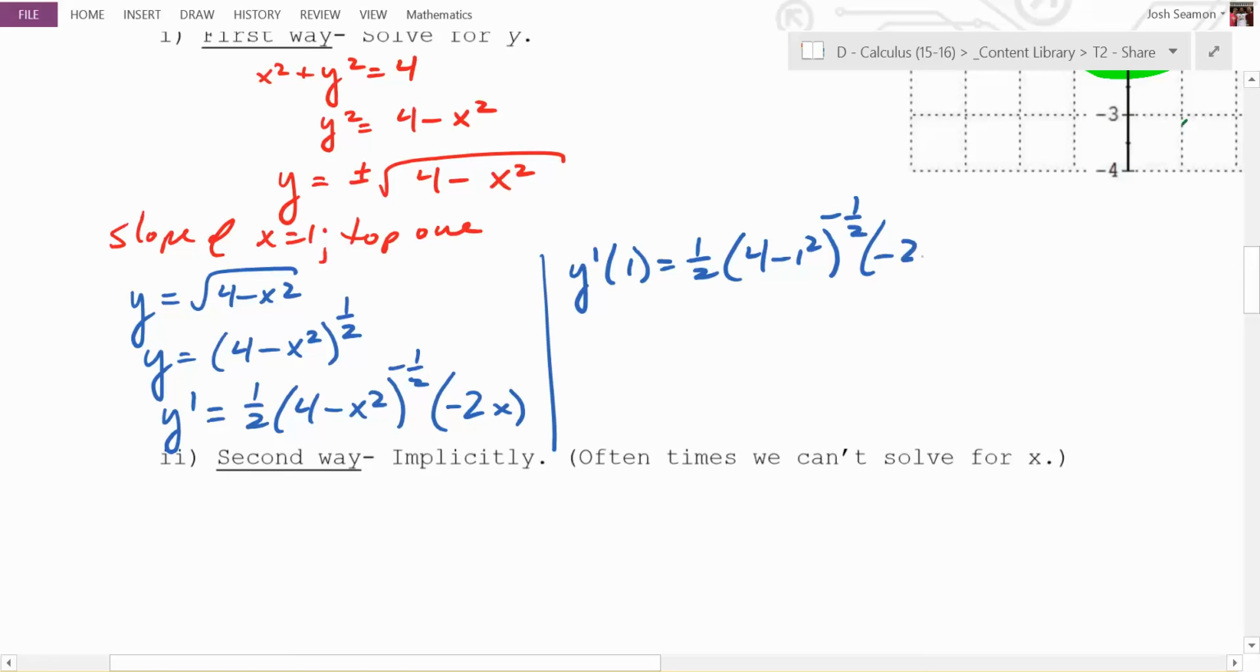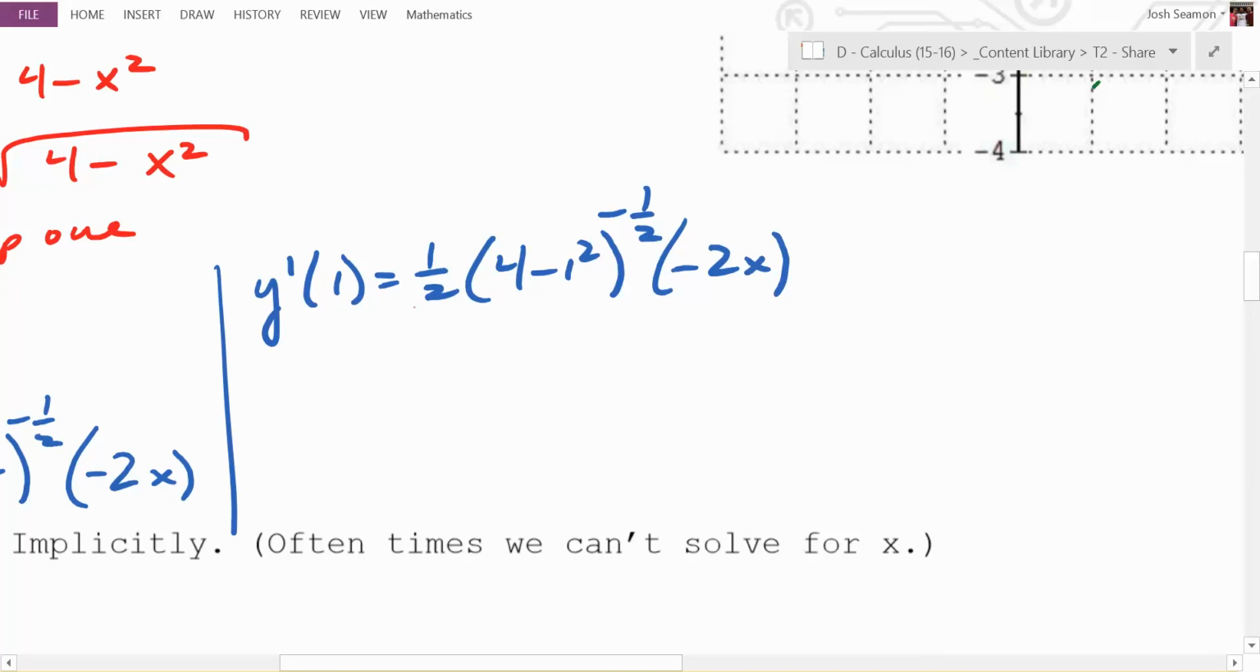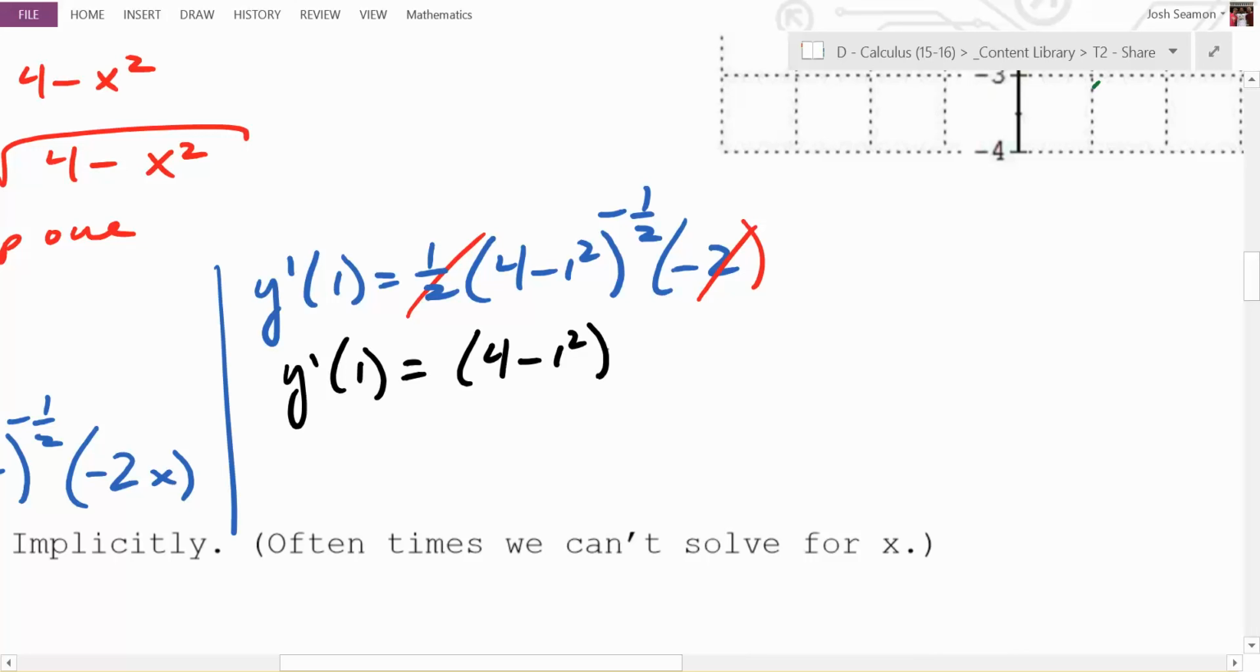So y prime at 1 is going to be 1/2 times 4 minus 1 squared to the negative 1/2 times negative 2x. What cancels? There's something that cancels nicely there. That cancels right there, right? What do I put in for x there? I'm sorry, that's just a 2, right? So what do you end up with? Y prime at 1 is going to be 4 minus 1 squared to the negative 1/2.